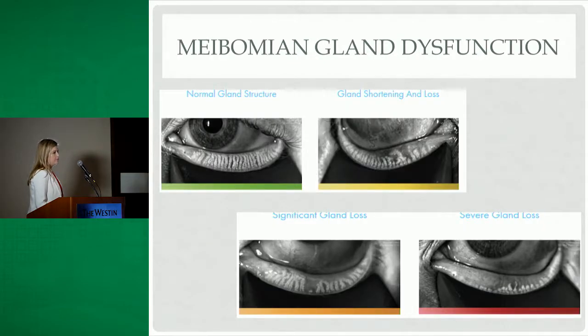So here are just a couple of pictures. You can see the normal gland structure here, the whole length of the lid that has been everted. Here you see gland shortening, loss of glands, and mild disease, as well as more significant gland loss in the bottom two pictures.